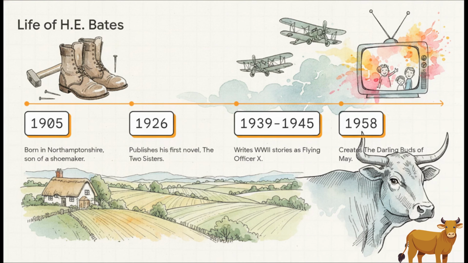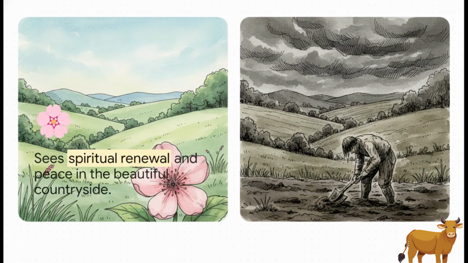Over his career, he wrote incredibly successful wartime stories under the pseudonym Flying Officer X, and he even created the really warm, colorful television hit The Darling Buds of May. So the crucial point here is that Bates proved over his entire career that he could absolutely write incredible warmth and comedy. And that makes his choice to be so cold and clinical in The Ox a highly, highly deliberate one. And this brings us right to his alignment with naturalism for this specific story.